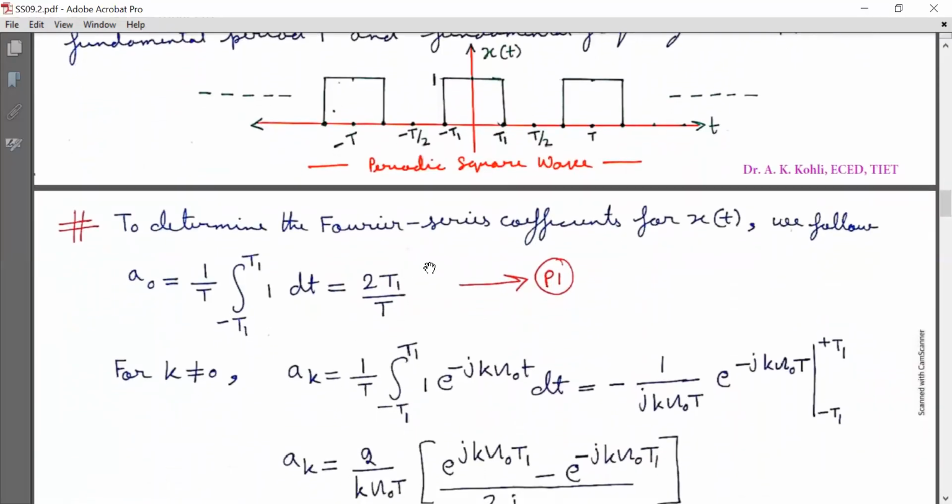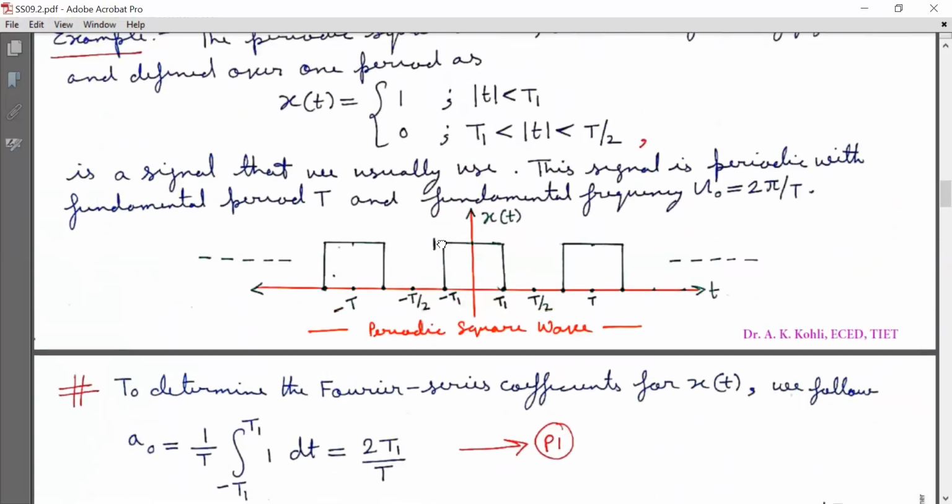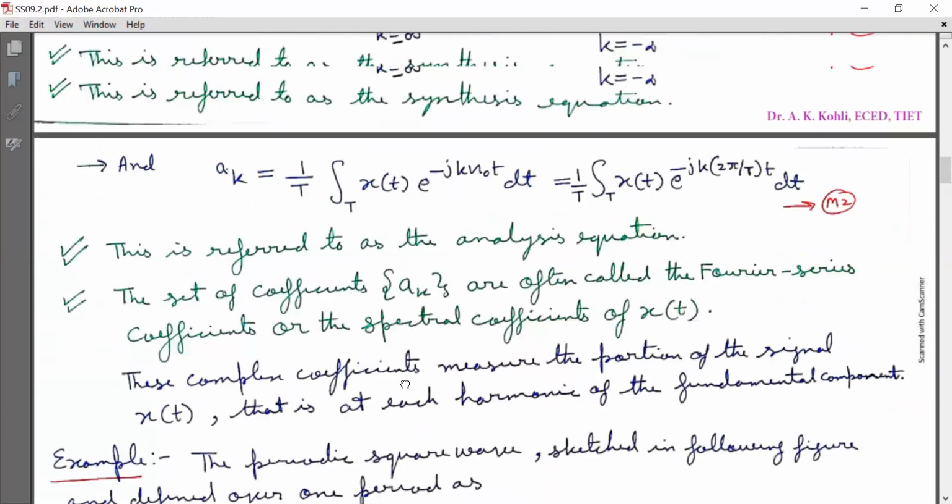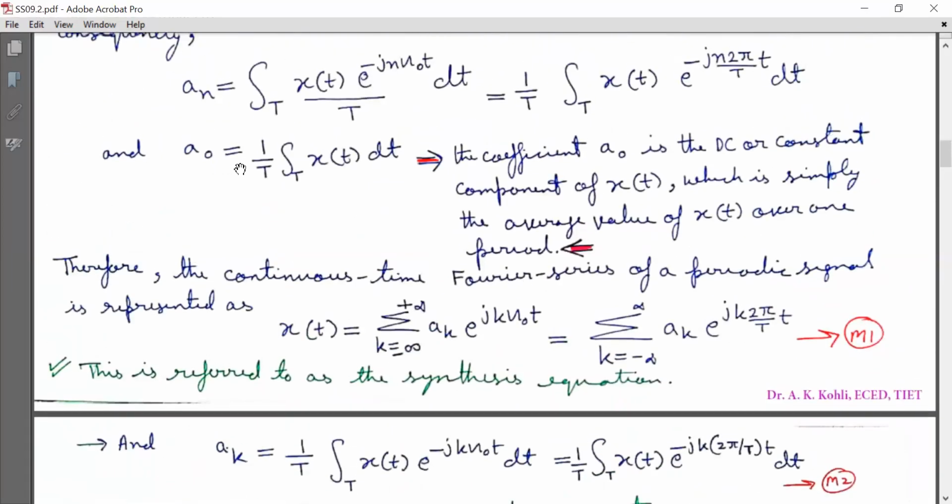To determine the Fourier series coefficients for x(t), we follow a0 equal to 1 by T integration from -T1 to T1 of 1 dt. Mark it as equation P1. So how has it come? Let us have a look at a0. a0 is equal to 1 by T integration over a period of capital T x(t) dt.